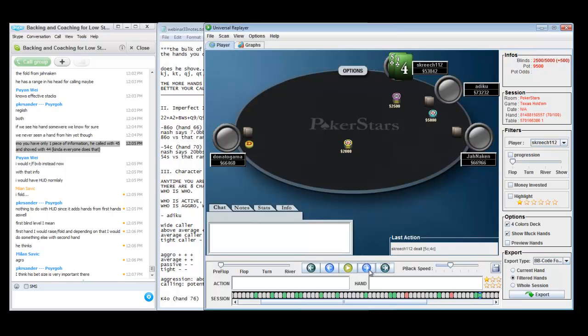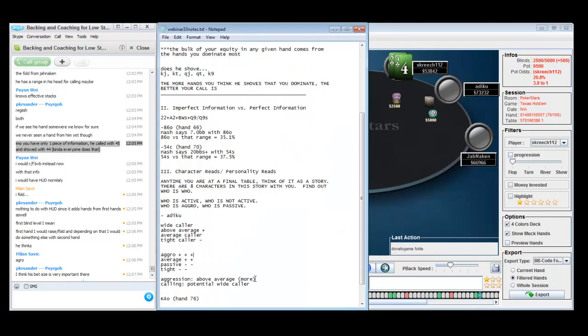Yeah, I think it's important too. Now we get to here. So based on everything I've seen from him, he's a potential wide caller. Potential. We don't know for sure, but potential. And above average aggression. If I raise, I don't want to give an above average aggressive player who potentially may call me wide the chance to reshove on me. I do not want to do that.